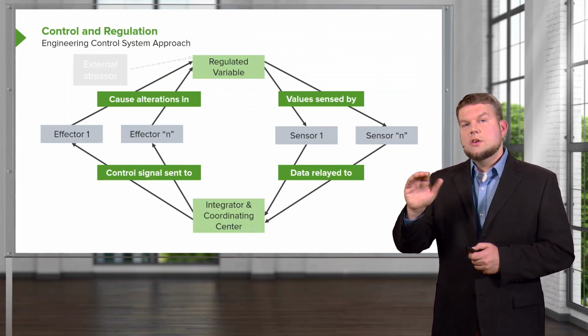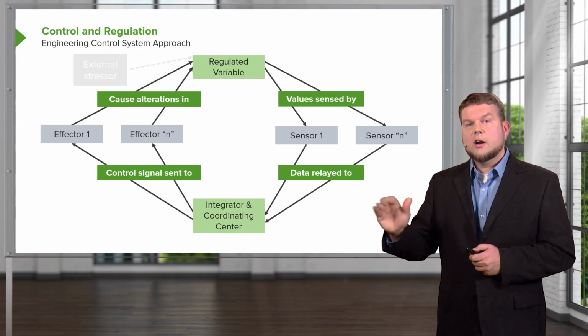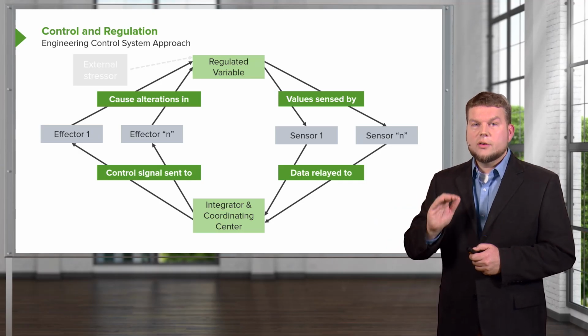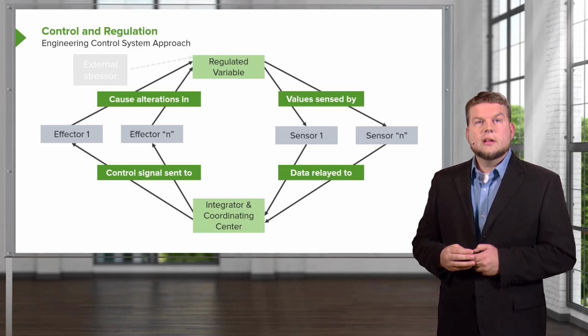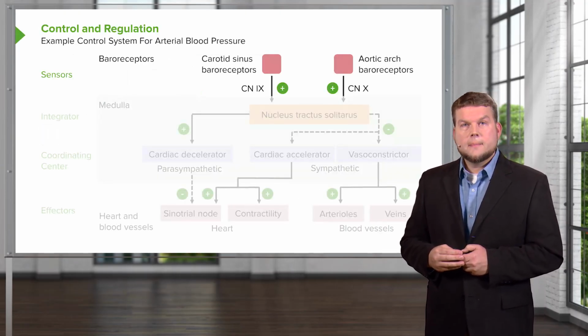Okay, let's go back to our heart example to try to tease this out farther, so we can denote where our regulated variables are, where our sensors are, where our integrator and coordinating system are, and what our effectors are going to be. So we'll take a look at that in the next diagram.